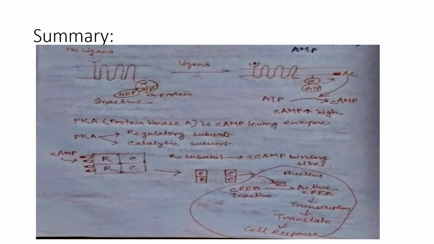Then protein kinase A, or PKA, has two regulatory subunits and two catalytic subunits. Each regulatory subunit has two cAMP receptors, and then cAMP binds in the regulatory subunits and breaks the regulatory subunits from the catalytic subunits. These catalytic subunits then enter into the nucleus and activate the CREB, and then transcription, translation, and further cell responses happen. Hope you like it. This is GPCR, or G protein coupled receptors.